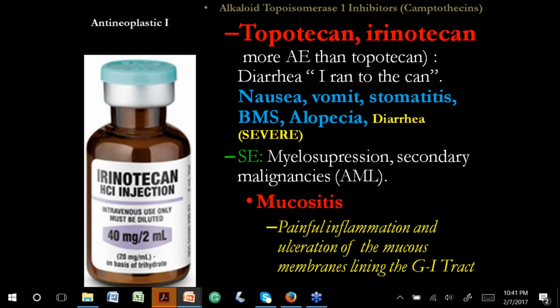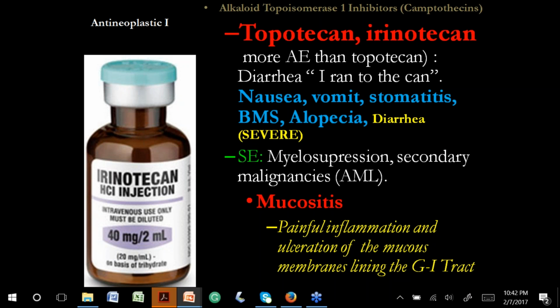And that is because irinotecan has a cholinergic effect, ACH, a cholinergic effect. So it's called a cholinergic diarrhea, irinotecan. Okay, so what we are going to give is anticholinergics, right? So as a treatment. So we have here irinotecan, I run to the can, diarrhea, cholinergic diarrhea. The proper name is the cholinergic diarrhea. It's a severe diarrhea.